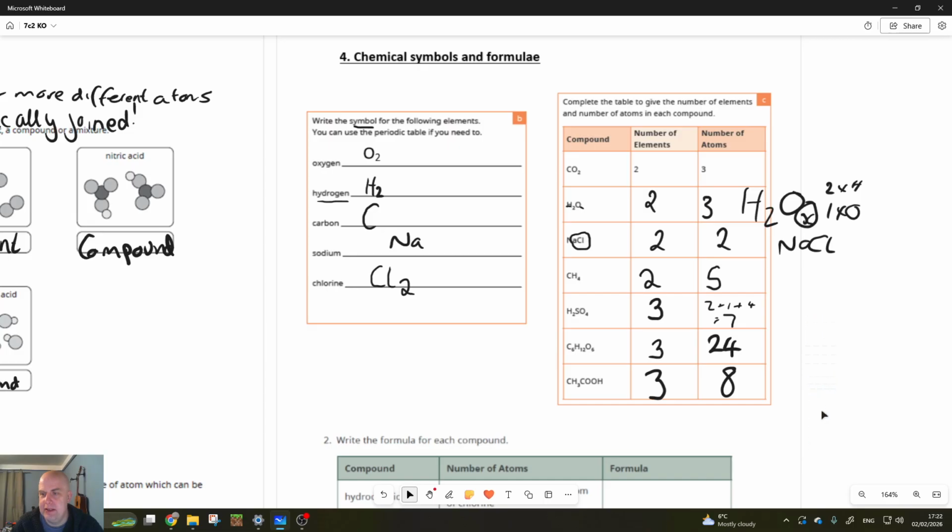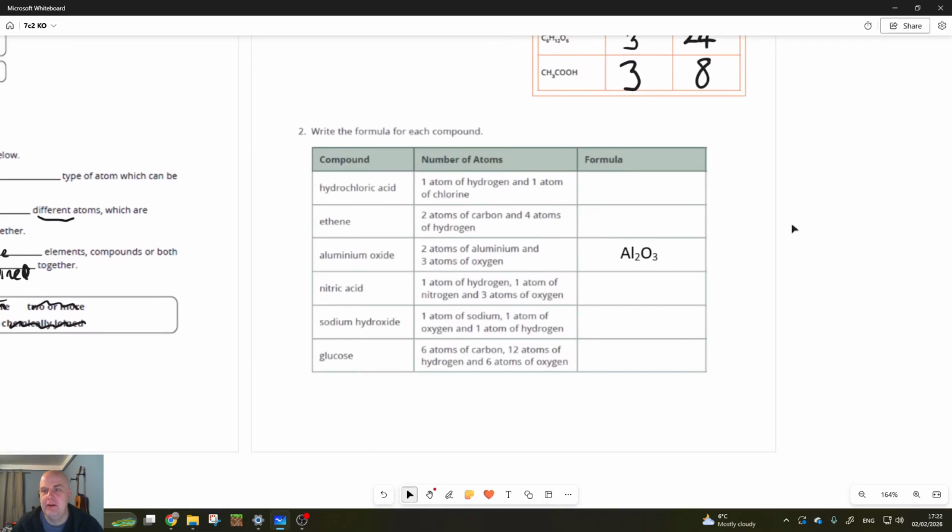Nice. Now, it says, write the formula for each compound. So it says, I have 1 H and 1 chlorine. So our formula will just be HCl, little l there. Ethene is 2 atoms of carbon and 4 atoms of hydrogen. So that would be carbon, 2, hydrogen, 4. Nice. Aluminium oxide has already been done for you. There's 2 atoms of aluminium and 3 atoms of oxygen.